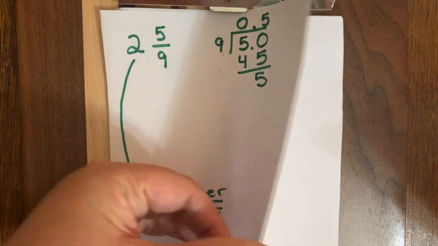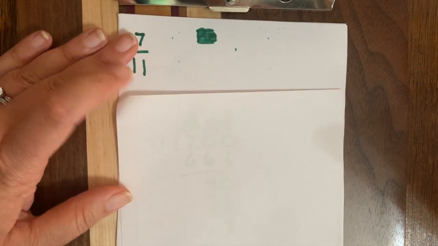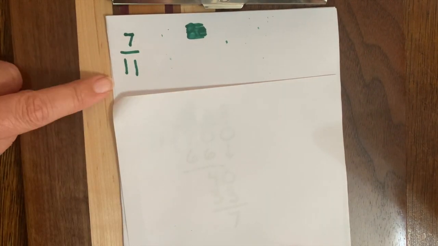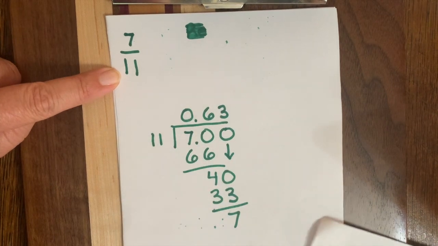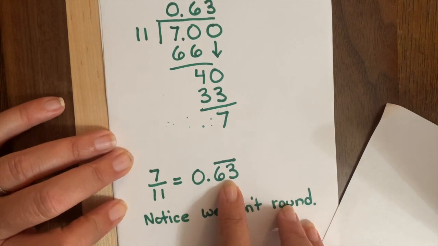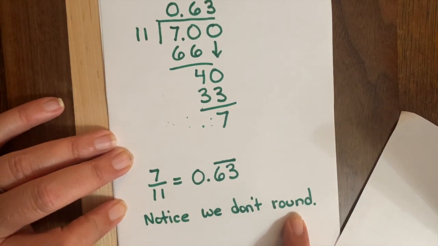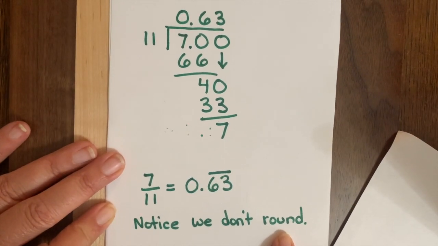And let's look at our next example. This one I want you guys to try in your notebook. So you're going to do 7 divided by 11. And that answer would have been 0.63 repeating. Notice we don't round, so don't get tempted in this case to round it.